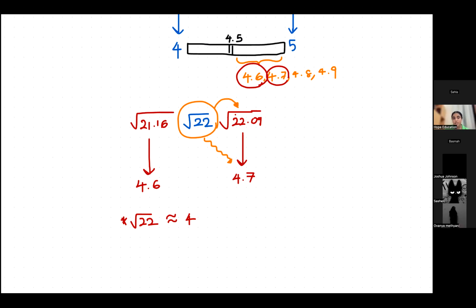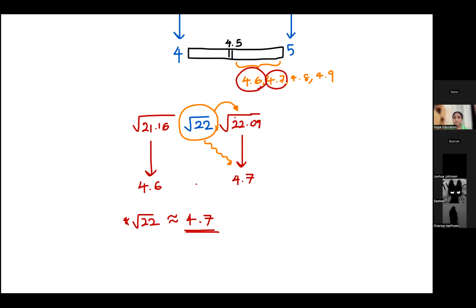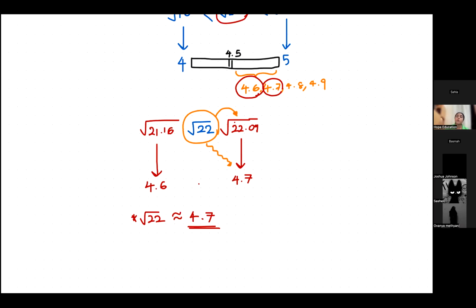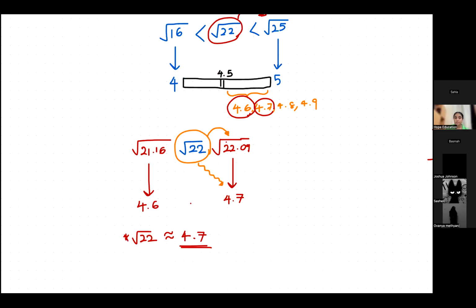The first approximation of root 22 is 4.7. It's just an approximation. It's not the real value. Real value ඊට වඩා චුට්ටක් වෙනස් වෙන්න ඕනේ. But since 22 is closer to 22.09, 22.09 ගේ square root එක තමයි මම 22 ගේ square root එක විදිහට approximately කියන්නේ. Did you all understand that?